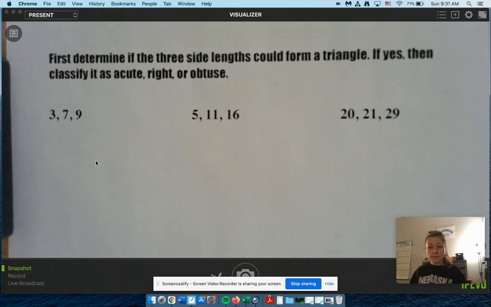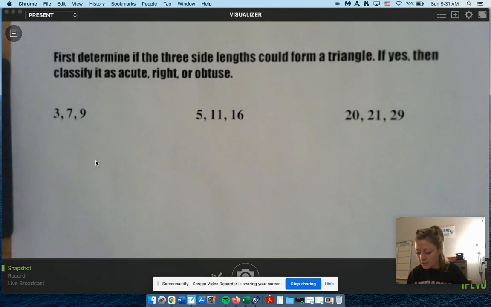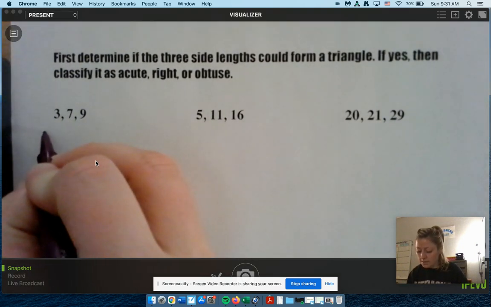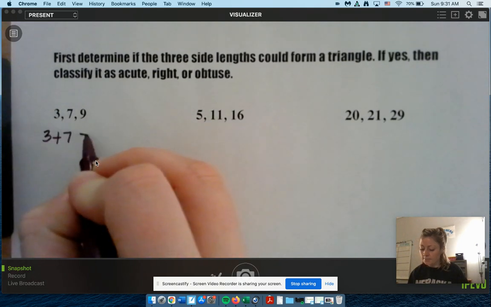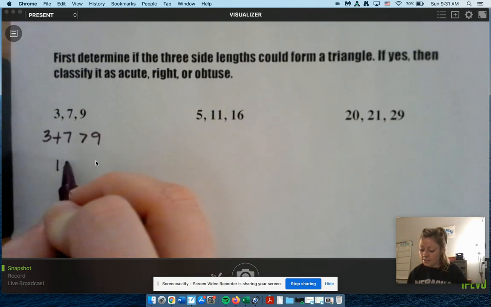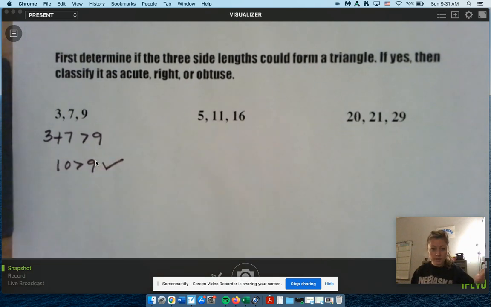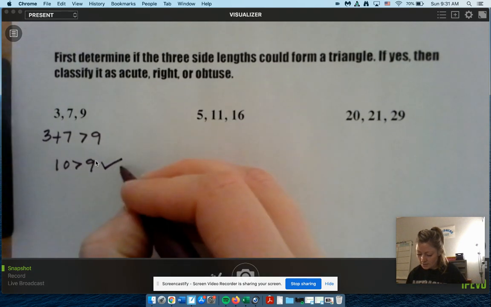But you can figure out if three side lengths can form a triangle by taking the two smaller sides, and they have to add to be greater than the third side. So let's just check real quick. My two smaller sides are 3 and 7. So 3 plus 7. Is that greater than 9? 10 is indeed greater than 9, so that checks out. And now from here, we can do our Pythagorean theorem test. So this works, so we can put yes.